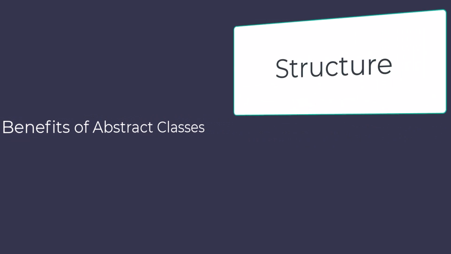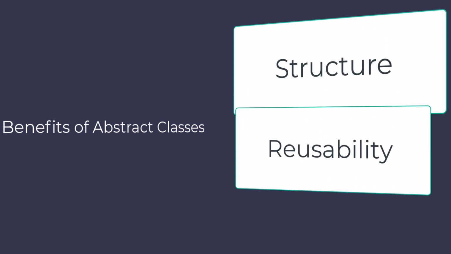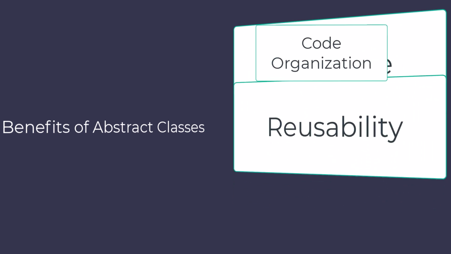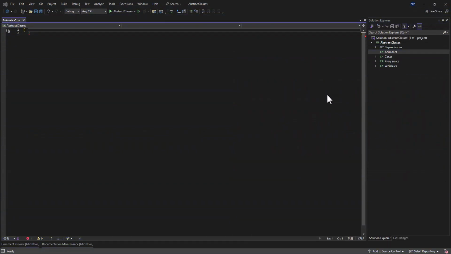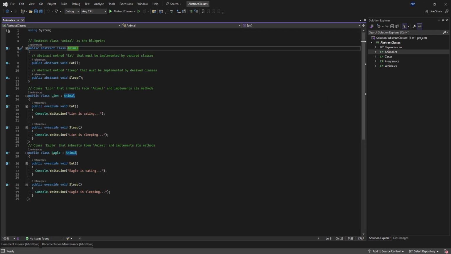Benefits of abstract classes. Why should you care about abstract classes? Well, they provide structure, promote code reusability, and keep things organized. Now, let's put what we have learned into action with a practical example. In this code, we have an abstract class animal and two classes lion and eagle that follow the rules. First, we define our animal abstract class, which is like creating a kingdom for animals.